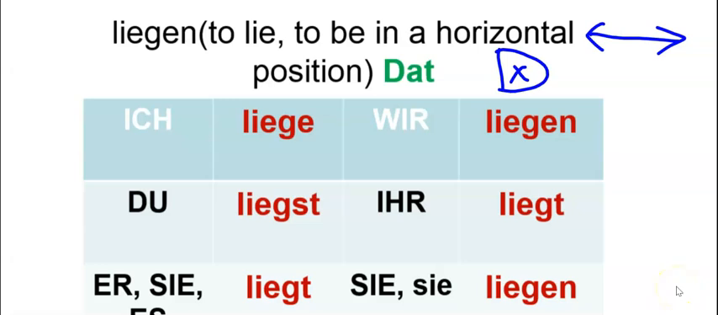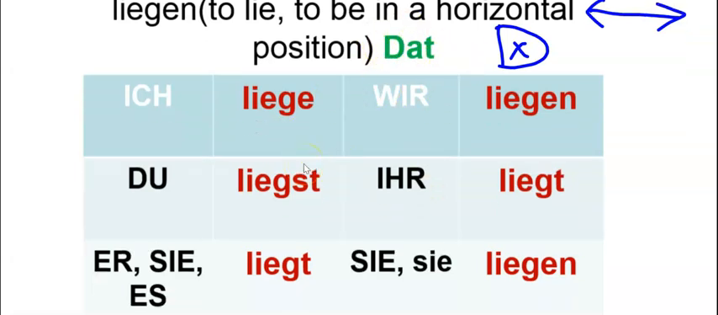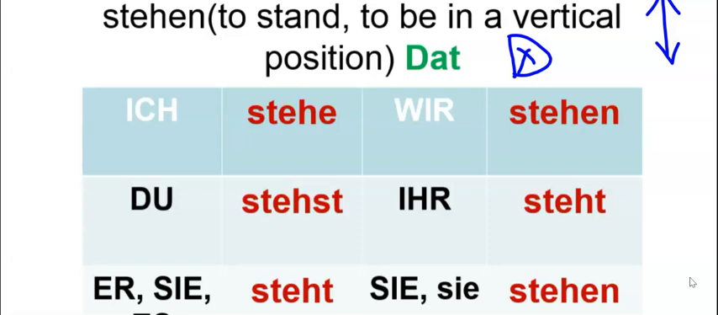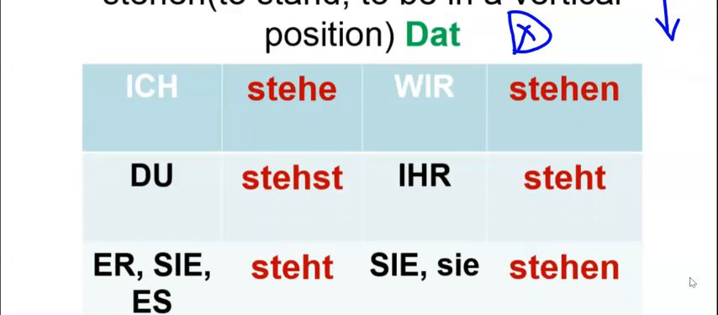Liegen, the opposite of legen: it now lies there, so it is in a horizontal position. And therefore, as it's location, it takes the dative case. Ich liege, du liegst, sie, es liegt, wir liegen, ihr liegt, sie liegen. Stehen, the opposite of stellen: it stands there, so now it is in a vertical position. There it is. Ich stehe, du stehst, sie, es steht, wir stehen, ihr steht, sie stehen. That has to be dative case.